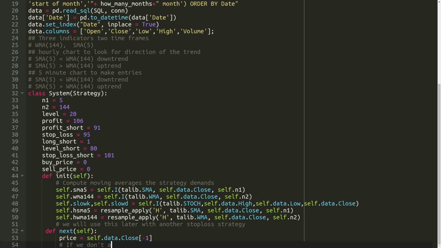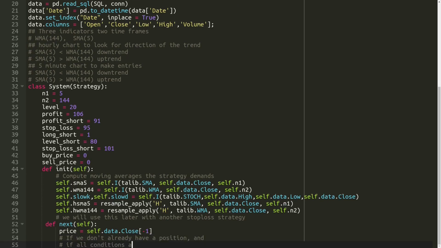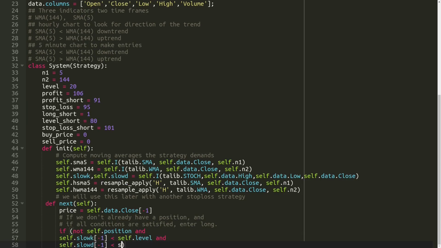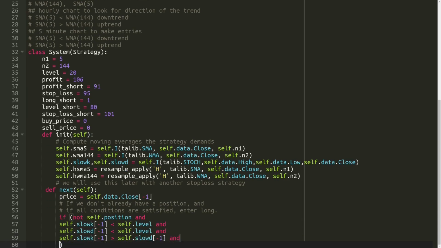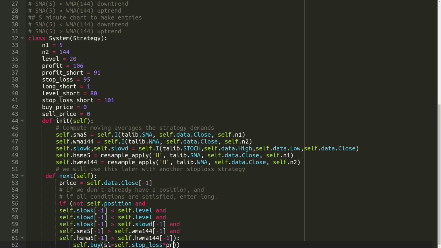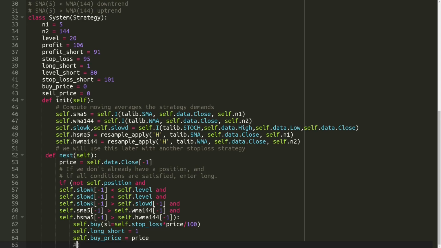In the next method, we set the buy and close long position conditions, as we have described in the strategy. We also set the conditions for sell and close short positions. This is the part where our strategy comes alive in the code.